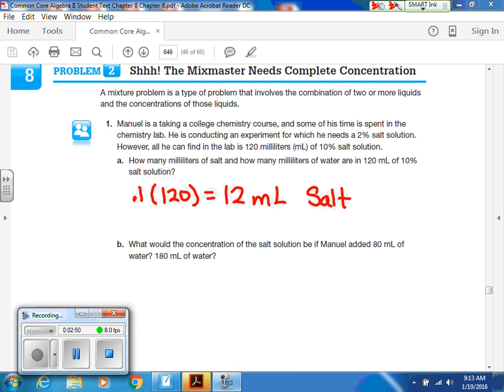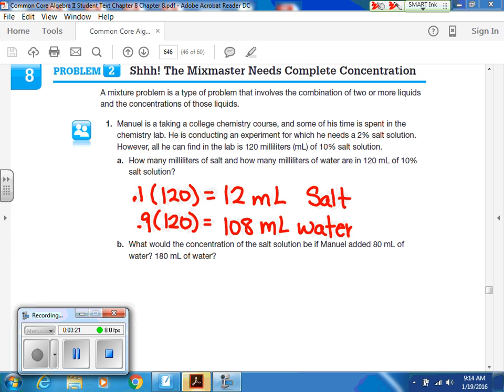Yes? Okay. So if 10% of it is salt, what percent of it is the actual water? 90%. And what's 90% of 120? 108. So 108 milliliters of water. Okay? Everyone see where we got those numbers right there?